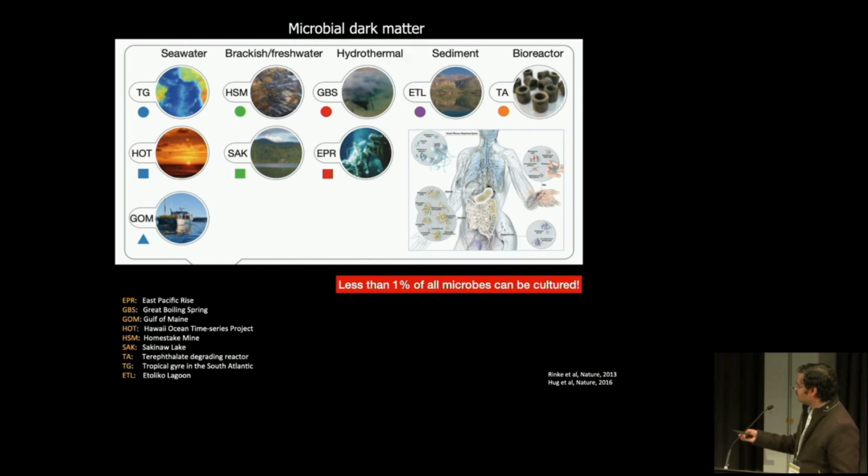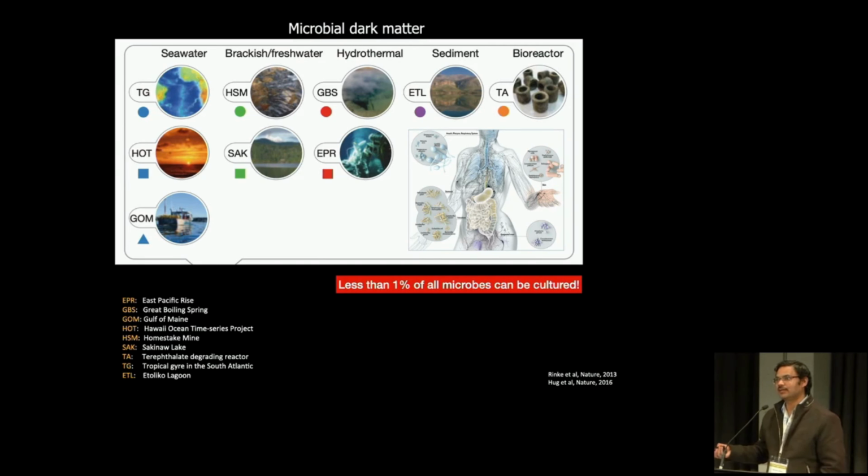This 99% of microbes actually live in all sorts of places. They are present pretty much everywhere in the biosphere. They are present in hydrothermal vents, in volcanic rocks, in Antarctic ice, pretty much everywhere.